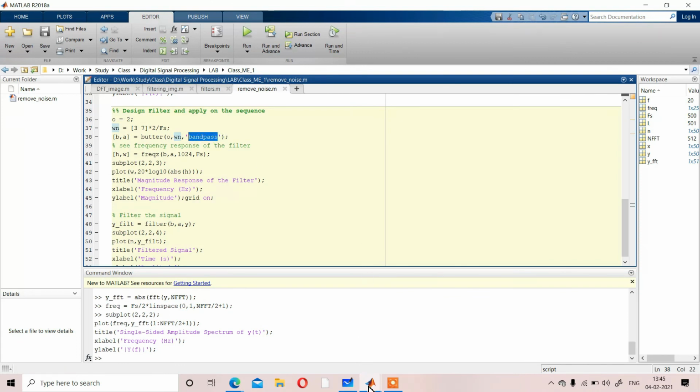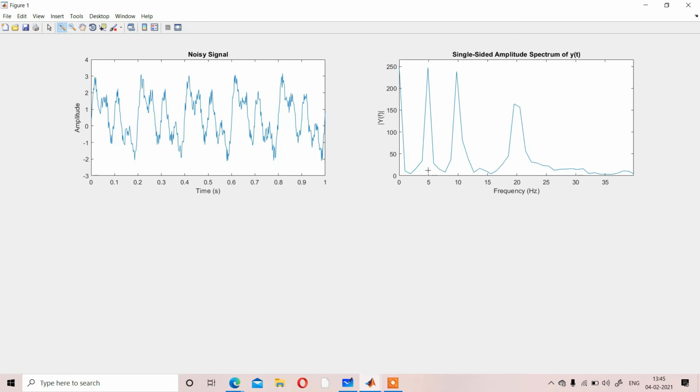This is the band pass filter, because we are not considering the range from 0, we are considering a specific frequency range, that band we are going to pass. That is the reason we are choosing the band pass filter, nothing else.